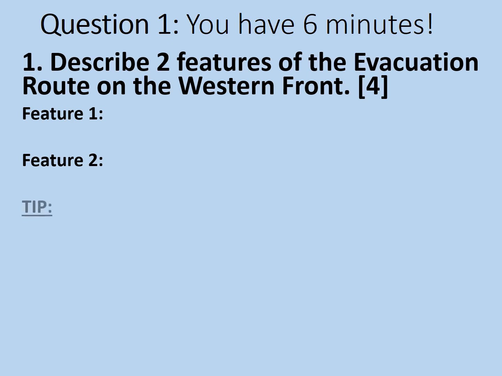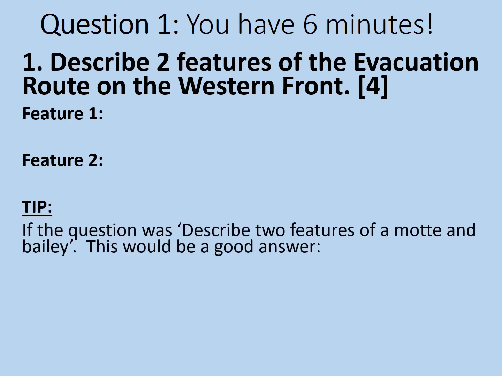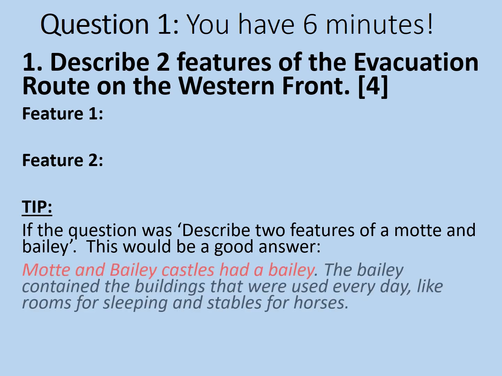So if you need the example, here's a bit of a tip. Imagine this was a question in paper 2, maybe on the Anglo-Saxons and Normans topic. So if this question was describe 2 features of a Motte and Bailey castle, this would be a pretty decent answer. Motte and Bailey castles had a bailey. The bailey contained the buildings that were used every day, like rooms for sleeping and stables for horses.